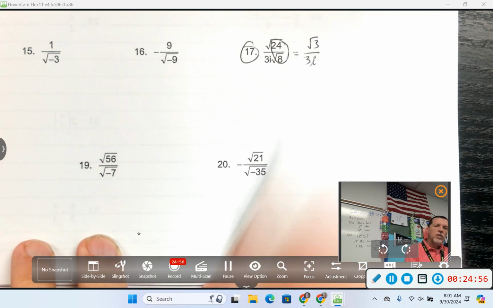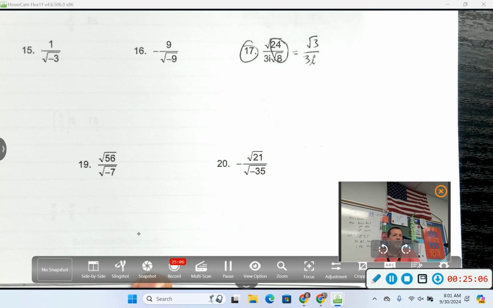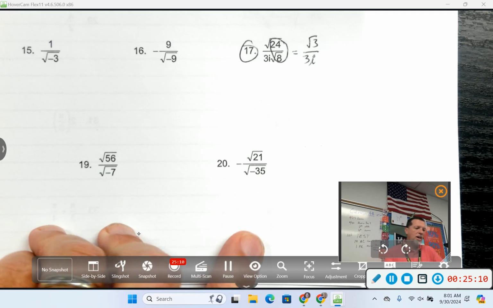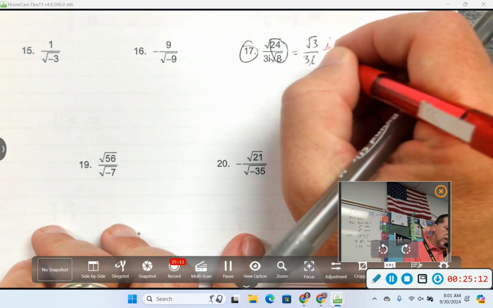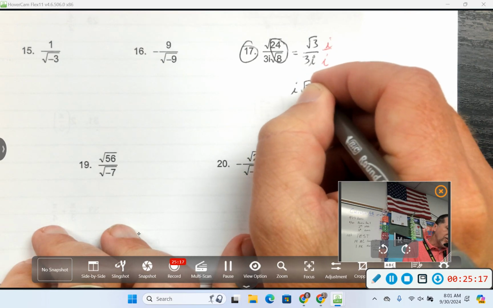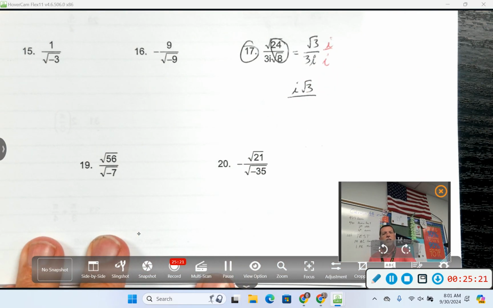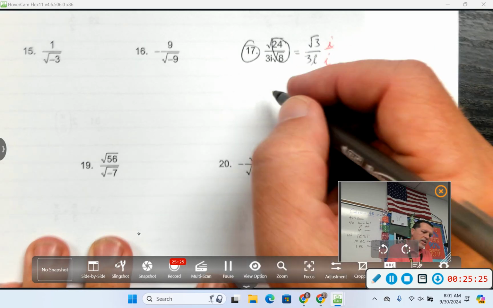Root 3 over 3i. If they're both under the radical, you can do that. That makes things easier. We're not done yet, but that does make things easier. So times i, top and bottom. Again, I'm going to put the i in front so that it's clear it's not under the radical. And the bottom becomes -3.